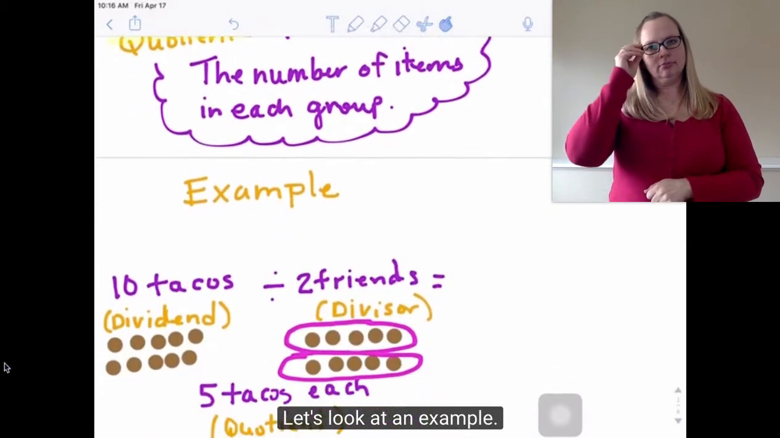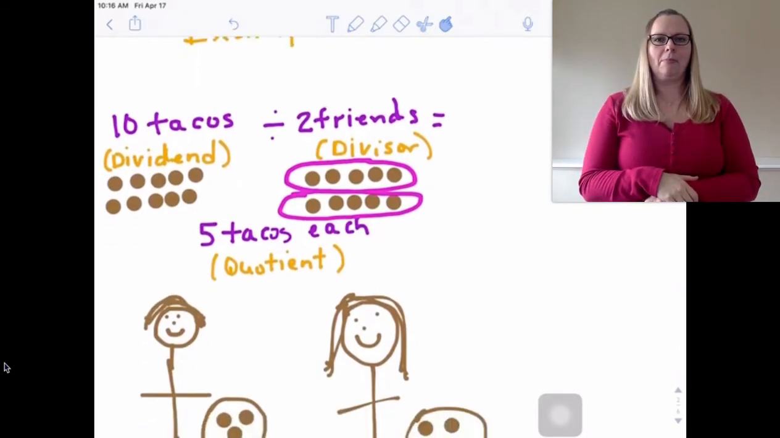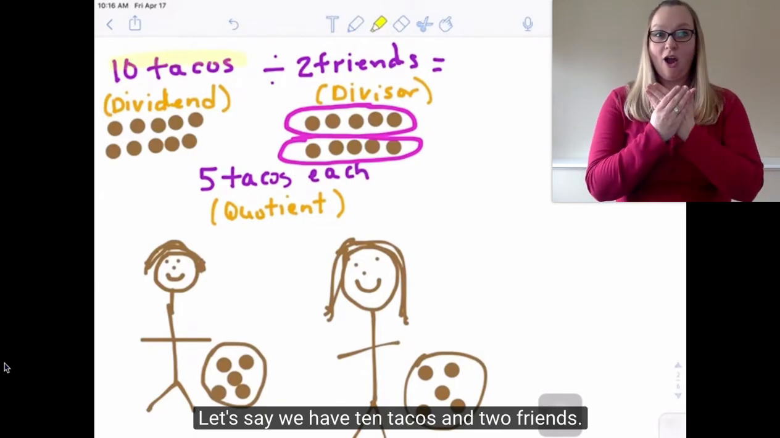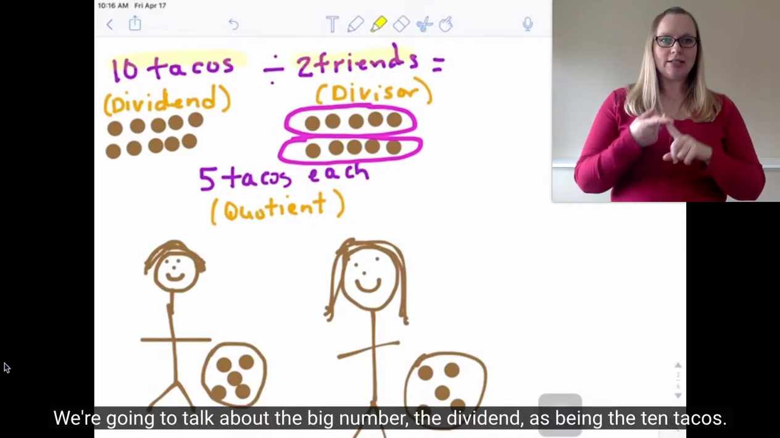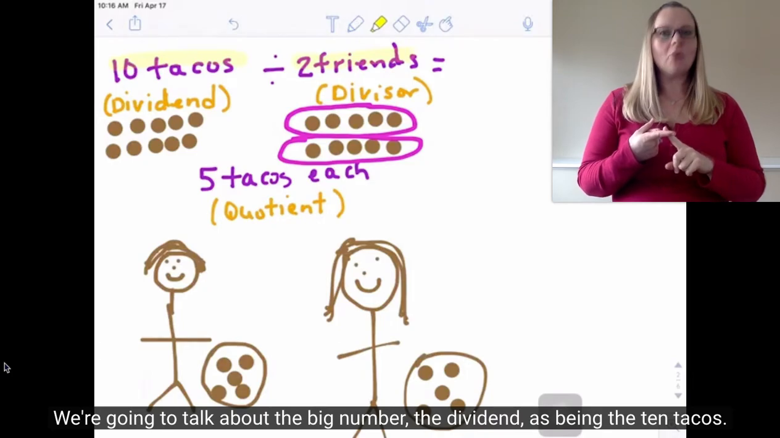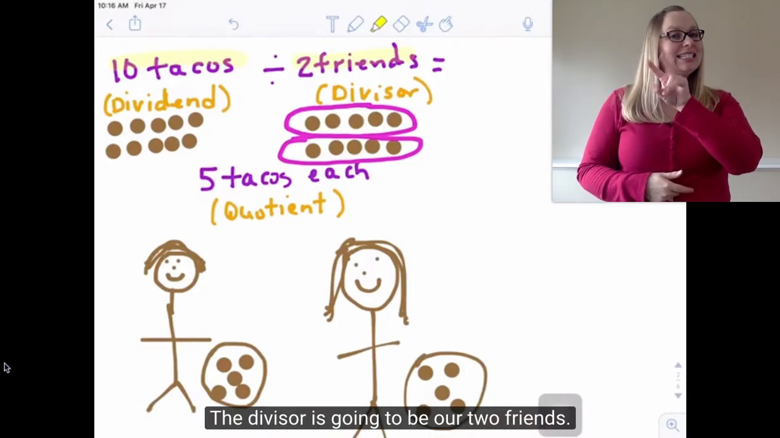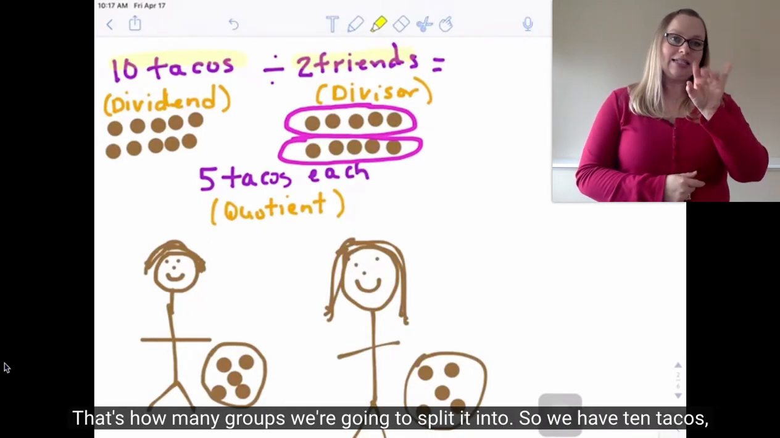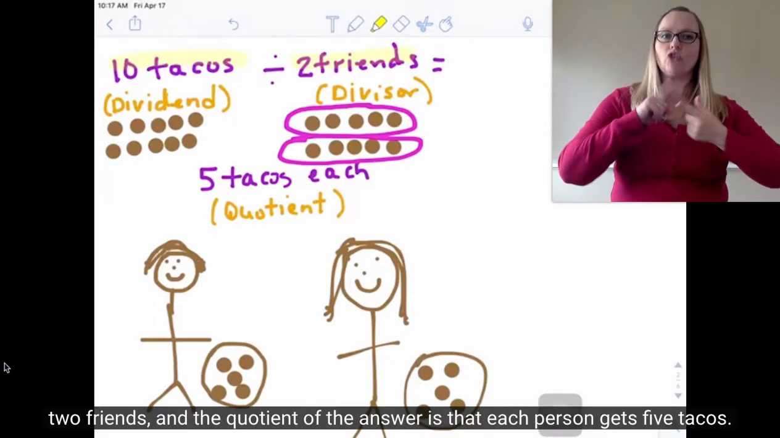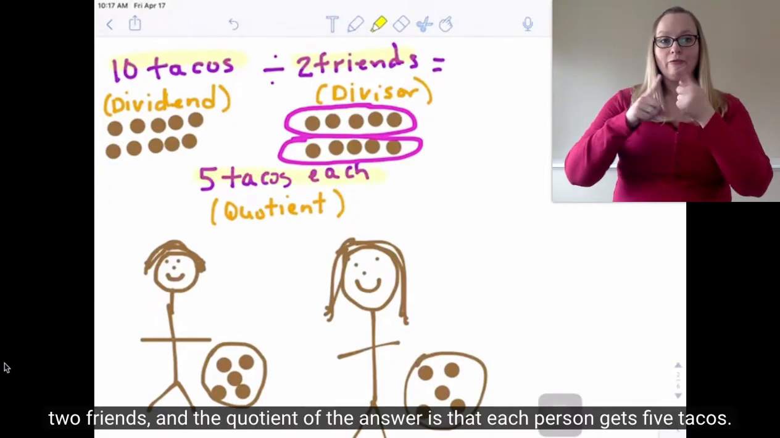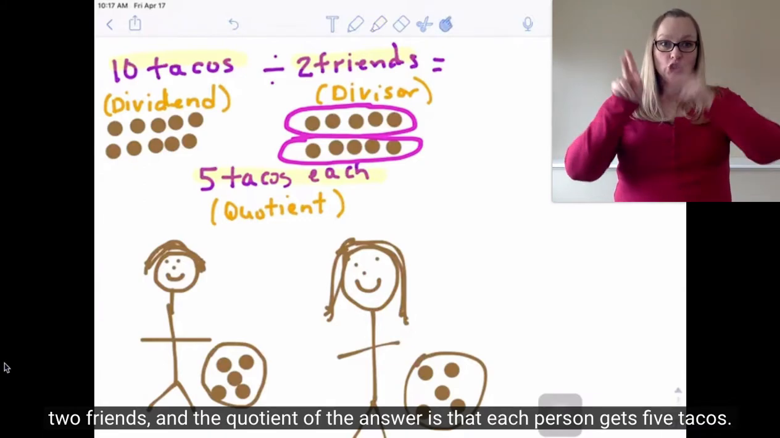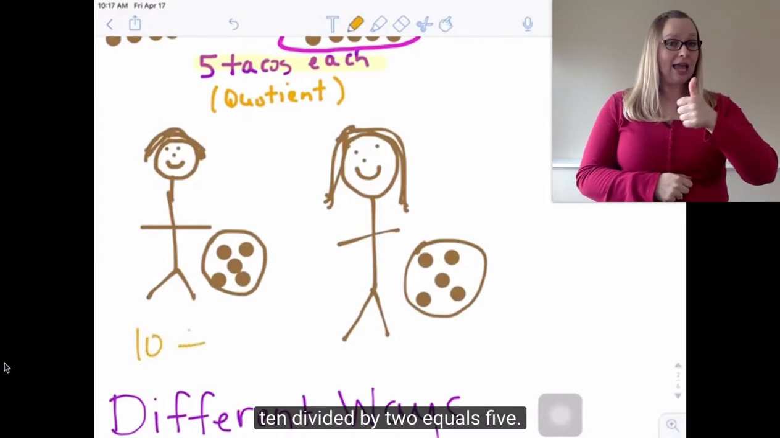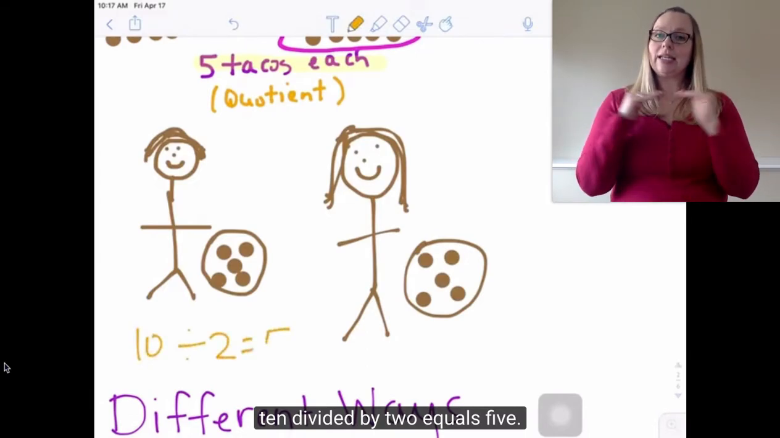Let's look at an example. Let's say we have 10 tacos and 2 friends. We're going to talk about the big number, the dividend, as being the 10 tacos. The divisor is going to be our 2 friends. That's how many groups we're going to split it into. So we have 10 tacos, 2 friends, and the quotient, or the answer, is that each person gets 5 tacos because 10 divided by 2 equals 5.